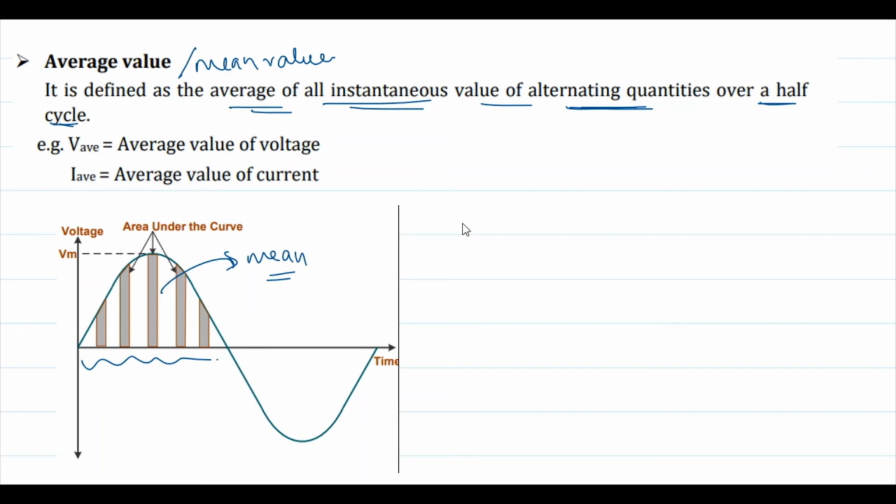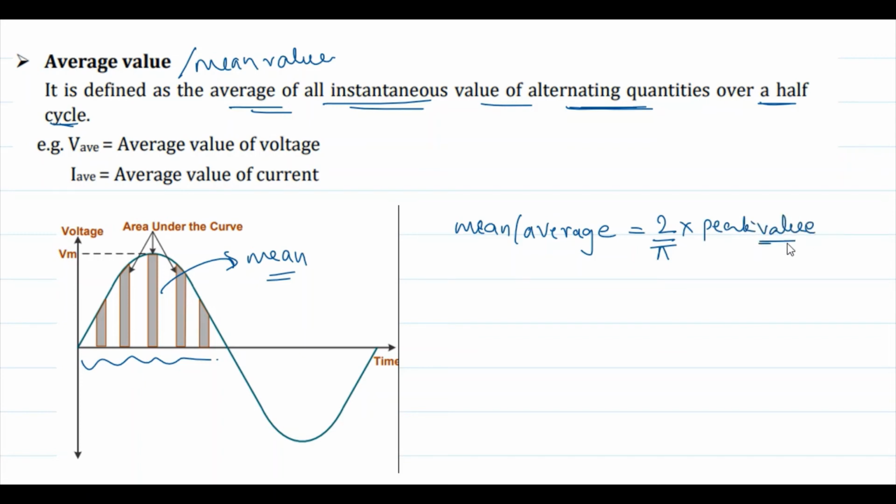So the mean value or average value is equal to 2 divided by pi times the peak value.